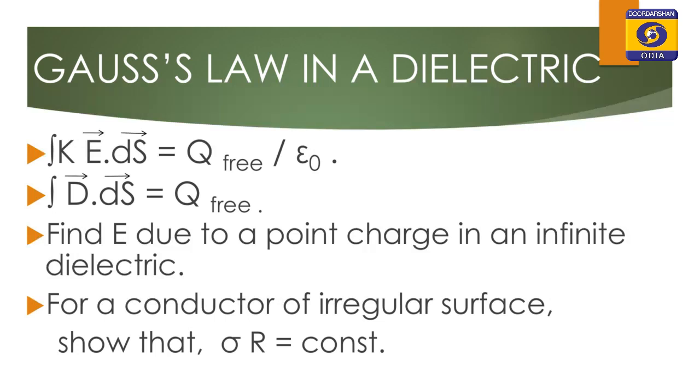So, integration K E dot ds equal to Q free by epsilon 0, or integration D dot ds is equal to Q free. So, this gives us a clear cut concept of free charges and bound charges in conductors and insulators. If we are talking about charge enclosed, then we have to consider all the charges present inside the surface. But when we are talking about free charges, then there will be an additional term of K in the left side of the Gauss law.